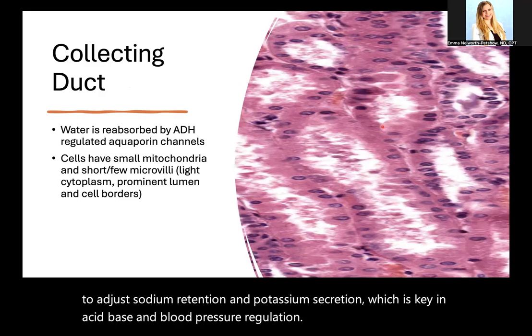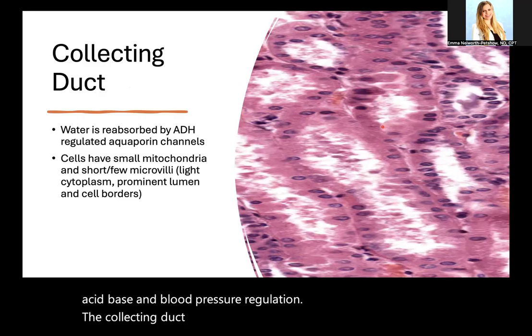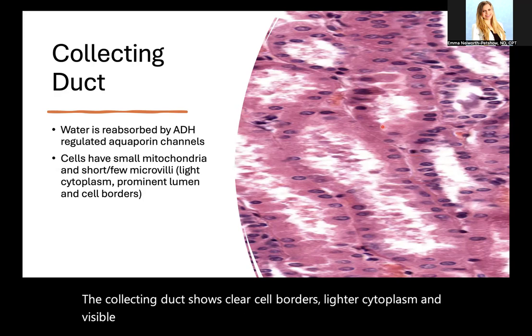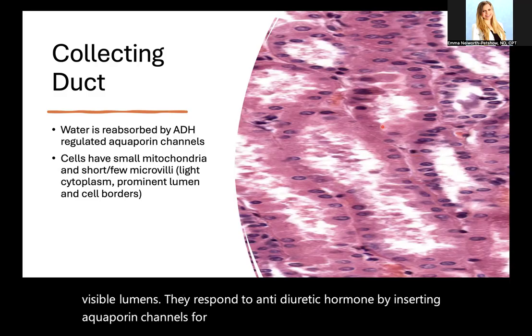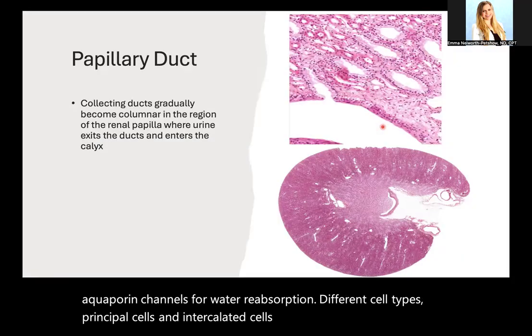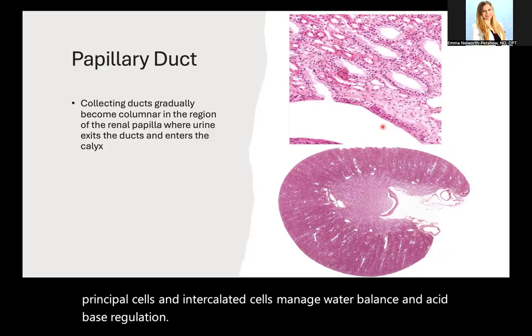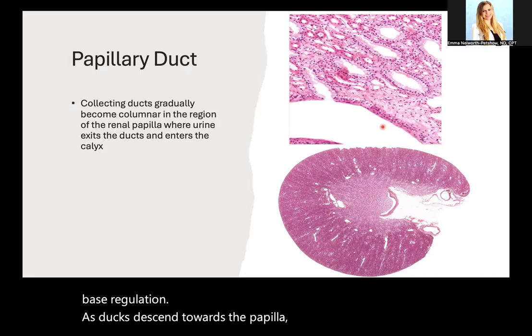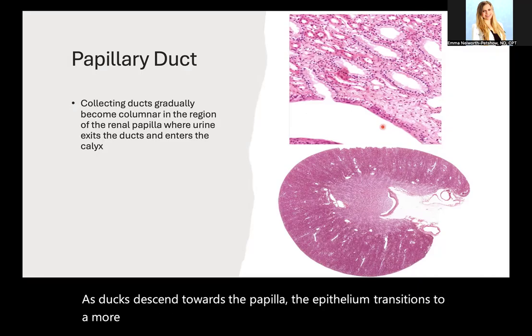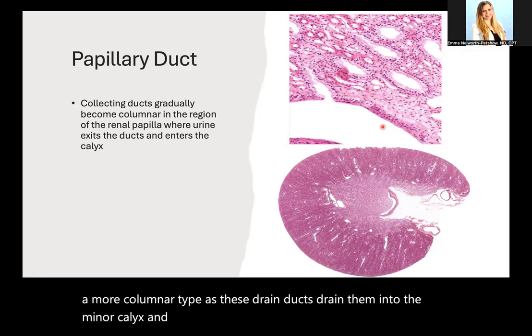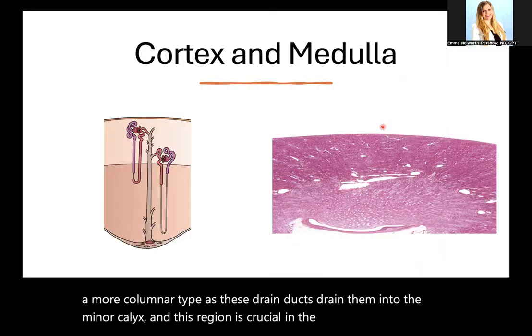The collecting duct shows clear cell borders, lighter cytoplasm, and visible lumens. They respond to antidiuretic hormone by inserting aquaporin channels for water reabsorption. Different cell types, principal cells and intercalated cells, manage water balance and acid-base regulation. As ducts descend towards the papilla, the epithelium transitions to a more columnar type. These ducts then drain into the minor calyx, and this region is crucial in the final concentration of urine.